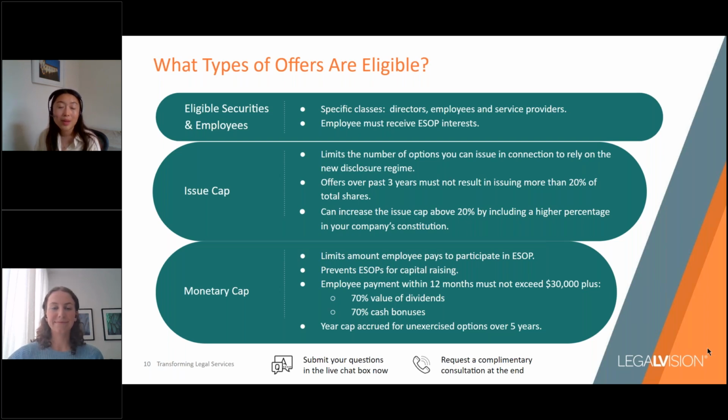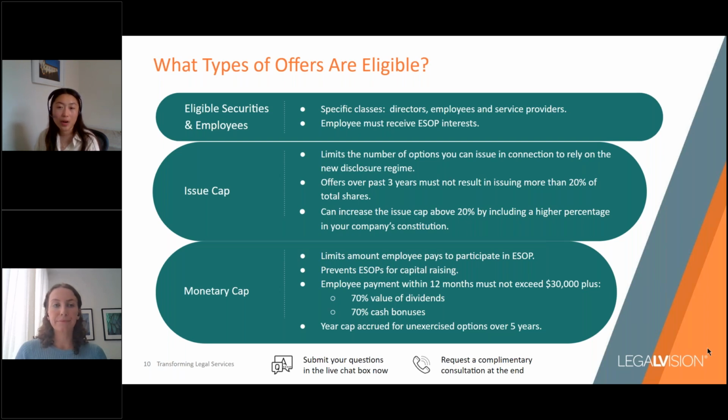The last requirement that I'll talk about in this section is called the monetary cap requirement, which limits the amount that each individual employee can pay to the company to participate in the company's ESOP. The purpose of the monetary cap is to ensure that the company is using its ESOP for the intended purpose, which is to incentivize people who work for the business, and ensure that you're not using these new rules as a way for the company to raise capital.